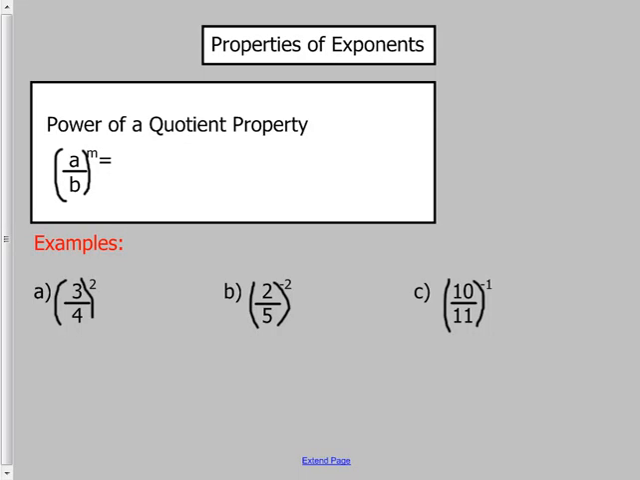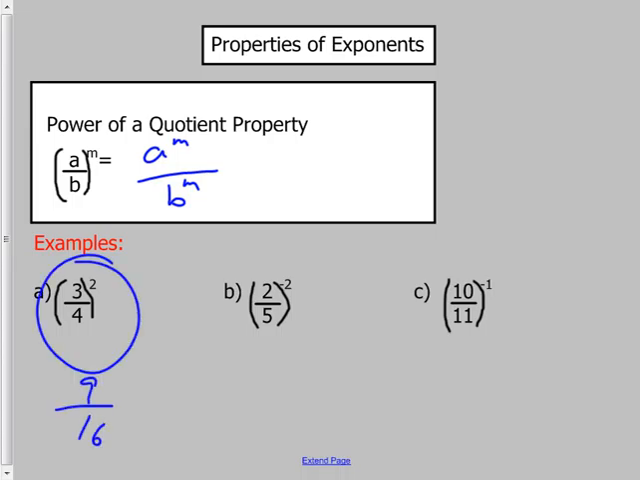Here's the last one, power of a quotient. Bottom line is you can just do a to the m over b to the m. You just put both of the numbers to that power and you don't flip it or anything. All right, so this one, it'd be 9 over 16. See what I did there? You just square the 3 and you square the 4.